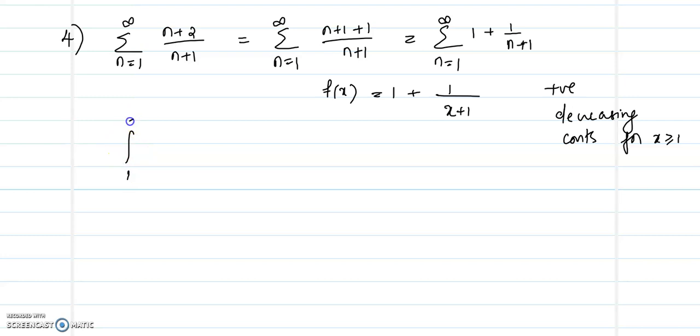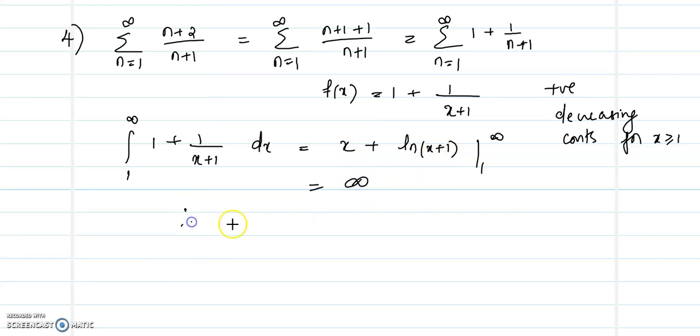So we will evaluate the integral from 1 to infinity of 1 plus 1 by (x plus 1) dx. So the integral of 1 will be x, and the integral of 1 by (x plus 1) is log (x plus 1), from 1 to infinity. Now at infinity, x and log x will be infinity, log of infinity will be infinity. So the value will be infinity. So by integral test the series diverges since the integral is infinite.